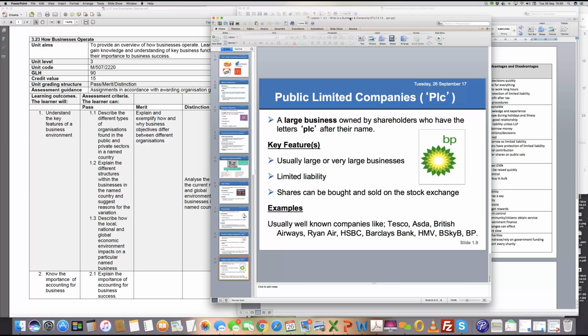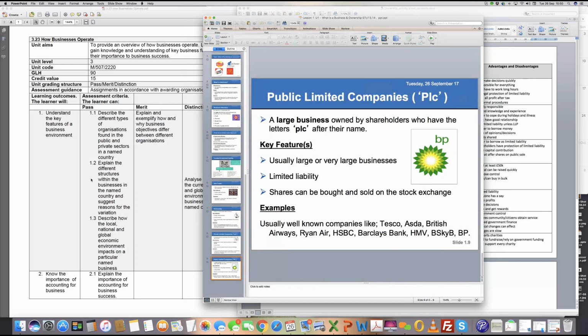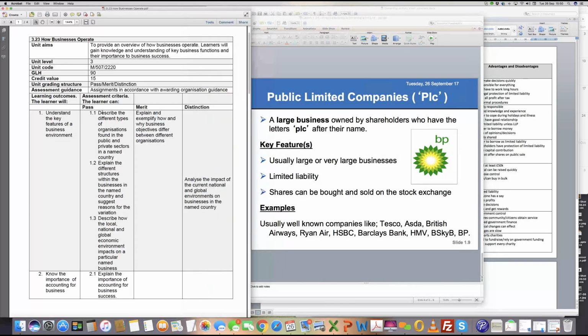Perfect. Today's session, what I've covered primarily in learning outcome 1, is the types of organizations found in the private and public sector. We've also looked at why we classify them as public or private sector organizations, limited liability companies, unlimited liability companies. And finally, last but not the least, what are the advantages of having different types of ownership?